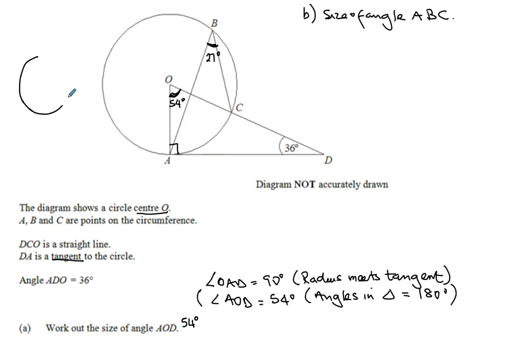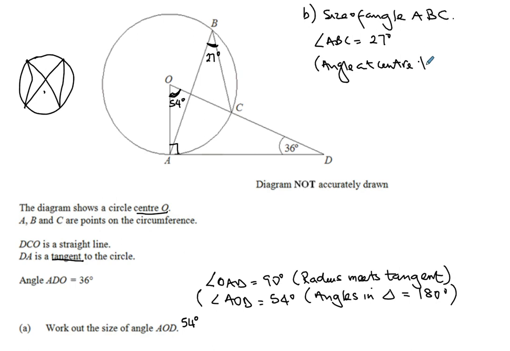Can you see that when we're doing the angles extended by the same arc, both points have to touch the circumference, and the center has got nothing to do with it. So here, it's actually angle at the center is twice the angle at the circumference. Okay. So angle ABC equals 27, and then you write: angle at center twice angle at circumference. All right, good.